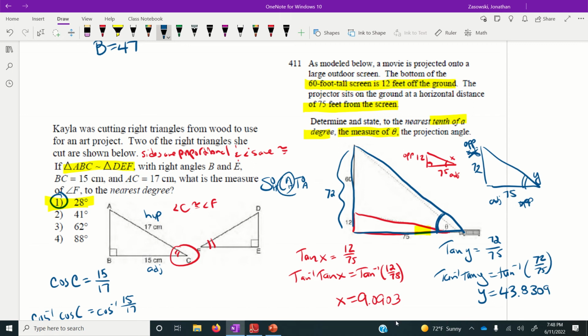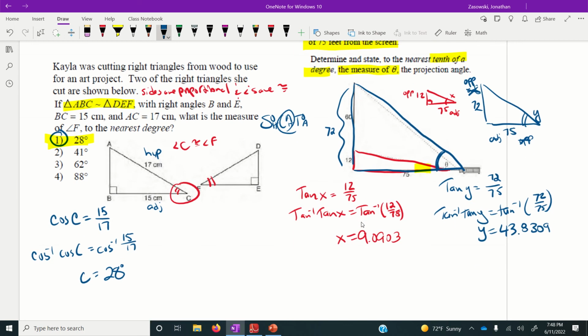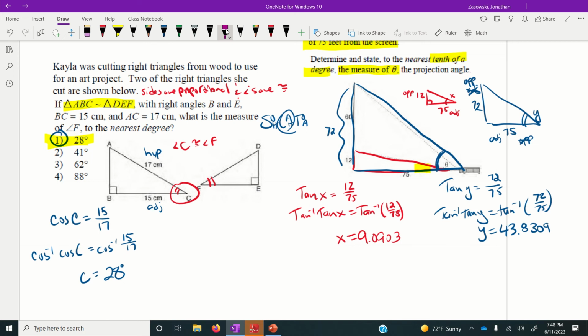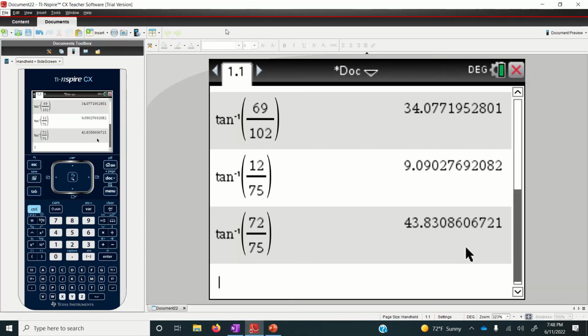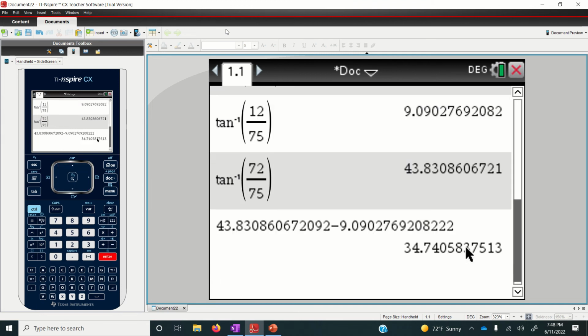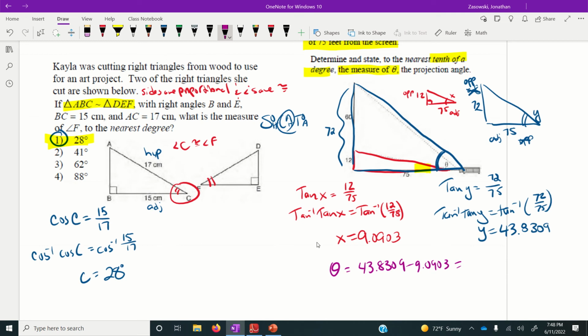And then, to get theta, we're just going to subtract. All right? So theta is equal to 43.8309 minus 9.0903. You want to at least go 3 or 4 decimal places, but remember, when we do the actual subtraction on our calculator, we're going to use the decimal. We're going to press the up arrow to highlight the decimal and do the subtraction using the entire decimal here. So we get 34 point, and it says nearest tenth, so that's 34.7 degrees.